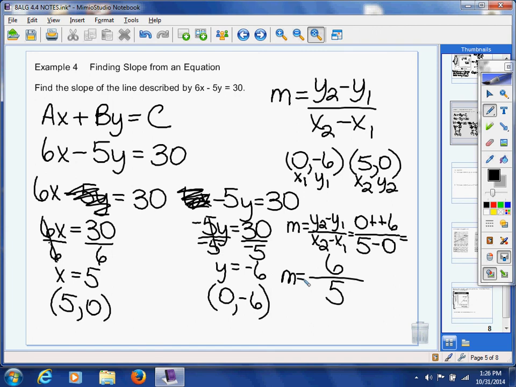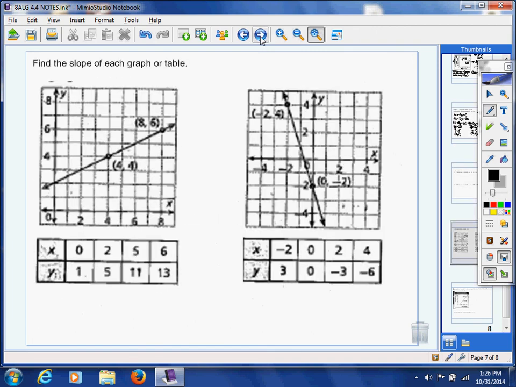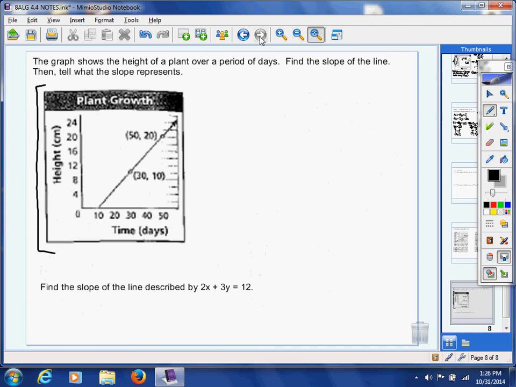If you will flip back in your notes to the very end, on the bottom here, you will see this equation: find the slope of the line described by 2x plus 3y equals 12. Why don't you try that one on your notes and see what you can do. Remember, step 1, find the x-intercept and the y-intercept using the cover-up method.